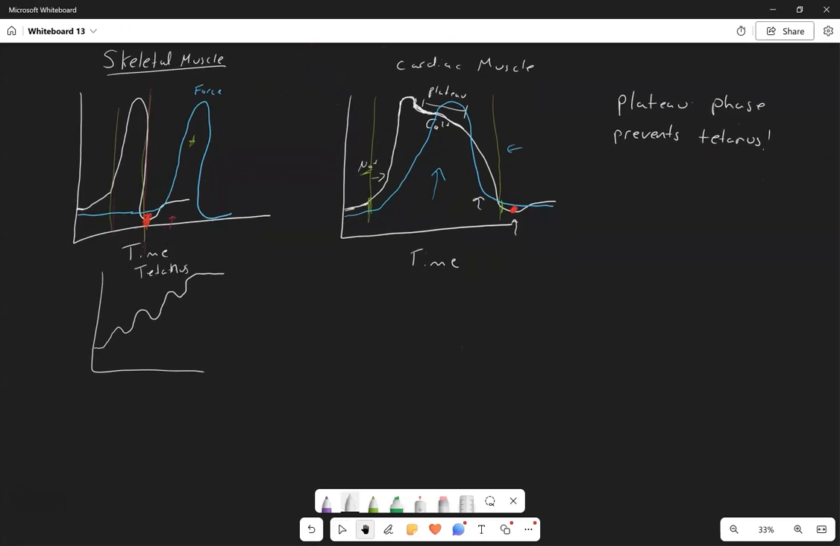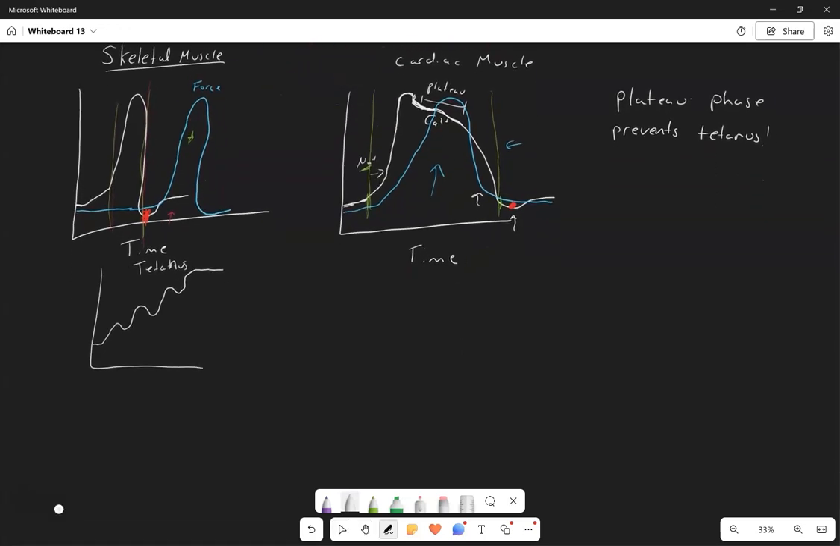Okay, so once we get this action potential inside of the muscle cell, it's going to do the same things that the skeletal muscle cells are going to do. It's going to release calcium from the sarcoplasmic reticulum. It's going to bind to troponin, move tropomyosin. Myosin's going to bind, right? All of those steps follow suit.